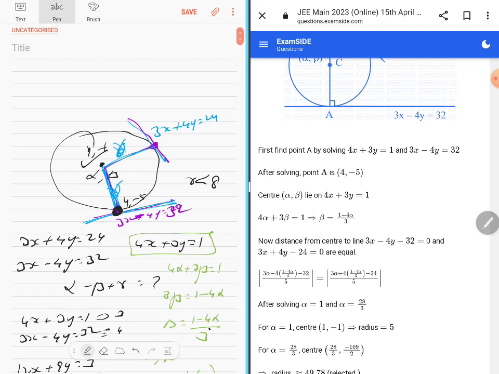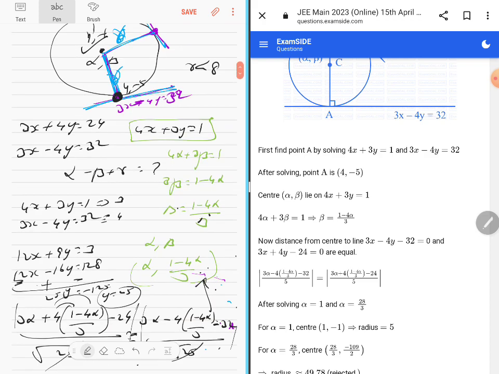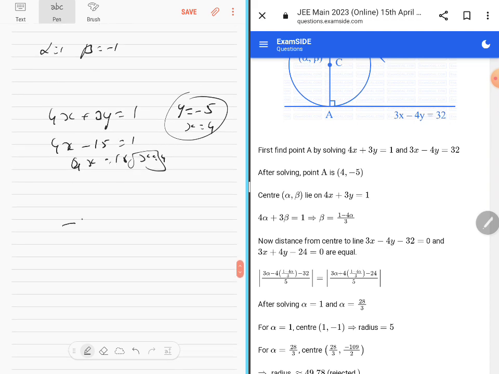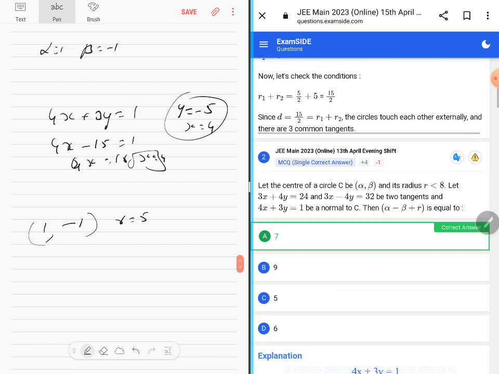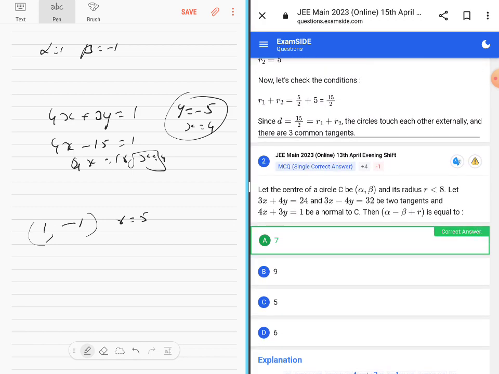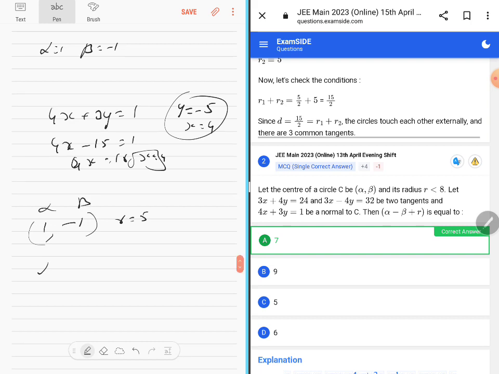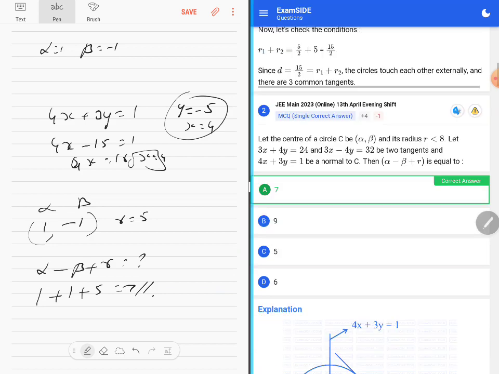So let's find the distance between these two, which is the root of x2 minus x1 the whole square plus y2 minus y1 the whole square. It's root of 25, so therefore it's 5. So the radius is 5 units and the center is 1 comma minus 1. And suppose you want the equation of the circle, you know alpha, you know beta, and you know r. It's just a question of substituting. Alpha minus beta plus r was what they're asking: 1 plus 1 plus 5, so the answer is 7. So that answers this question. Let's go to the next one.